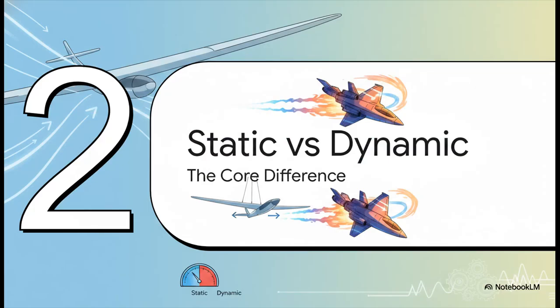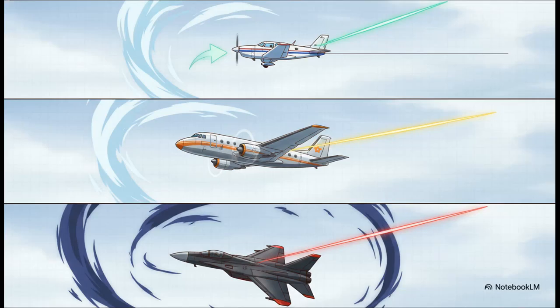Moving on to section 2, static versus dynamic stability, the core difference. Let's see how aviation engineers categorize an aircraft's reaction into 2 highly specific timeframes. Think of static stability as the immediate initial reflex of the airplane, the very split second after a gust of wind hits it or after you bump the yoke. It's just that initial tendency.